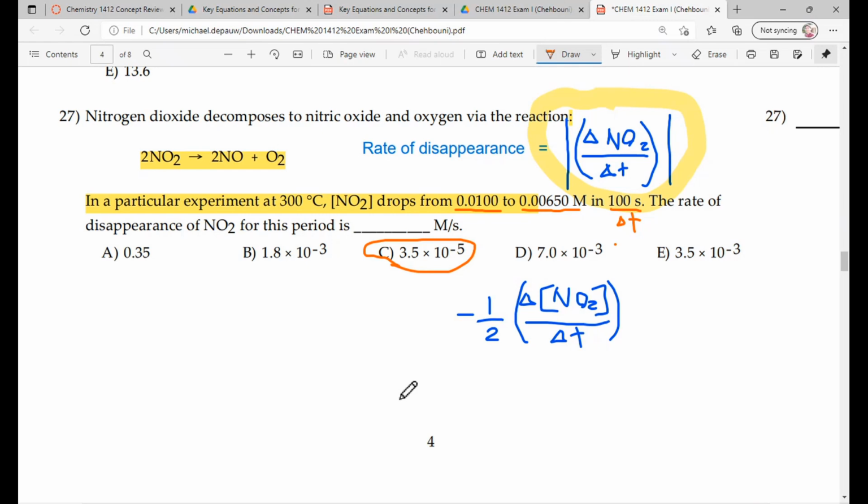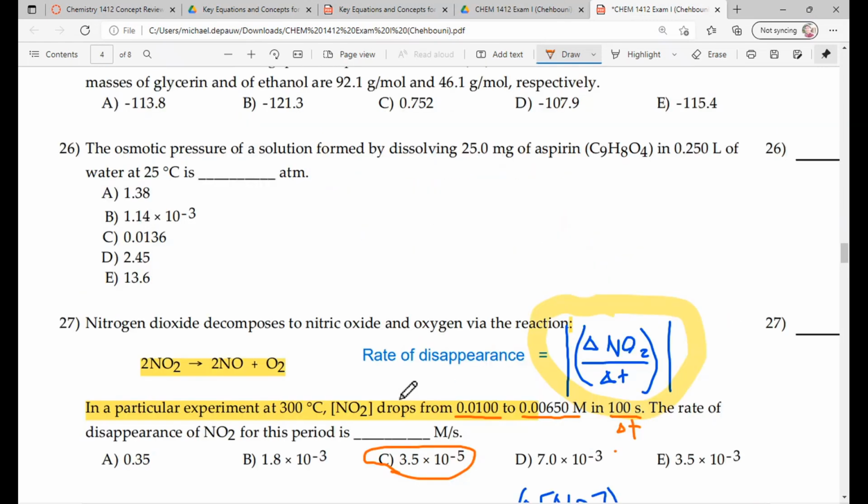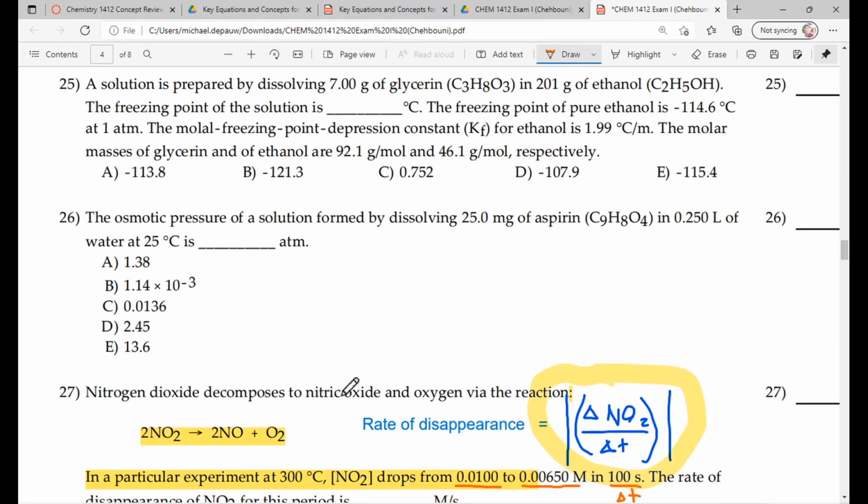14 minutes left. Yes. 26. The osmotic pressure of a solution formed by dissolving 25 milligrams of aspirin in 0.250 liters of water is blank atm.